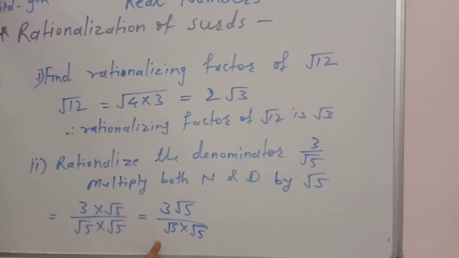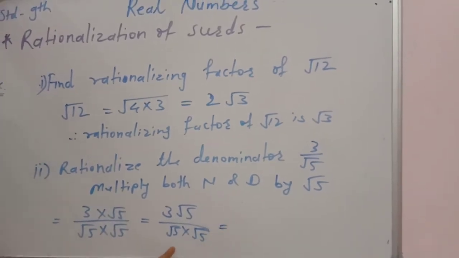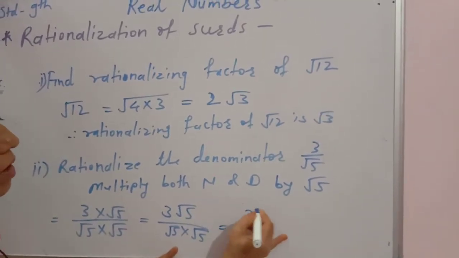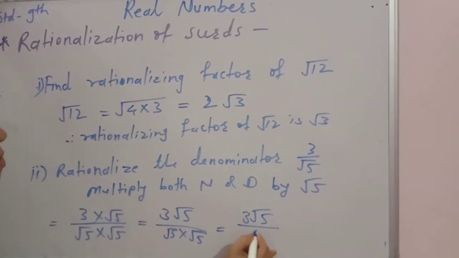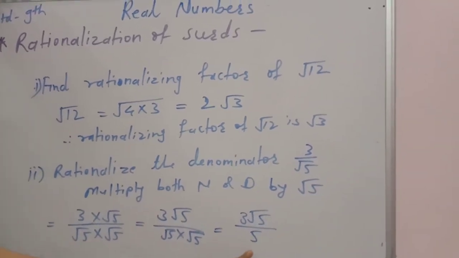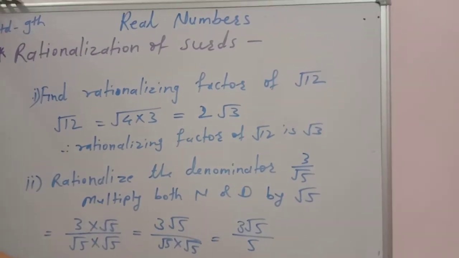And here root 5 multiplied by root 5. Okay, you can write it down directly. I have written it for your explanation, your understanding. Root 5 multiplied by root 5 is 5. And in this way we have rationalized the denominator.